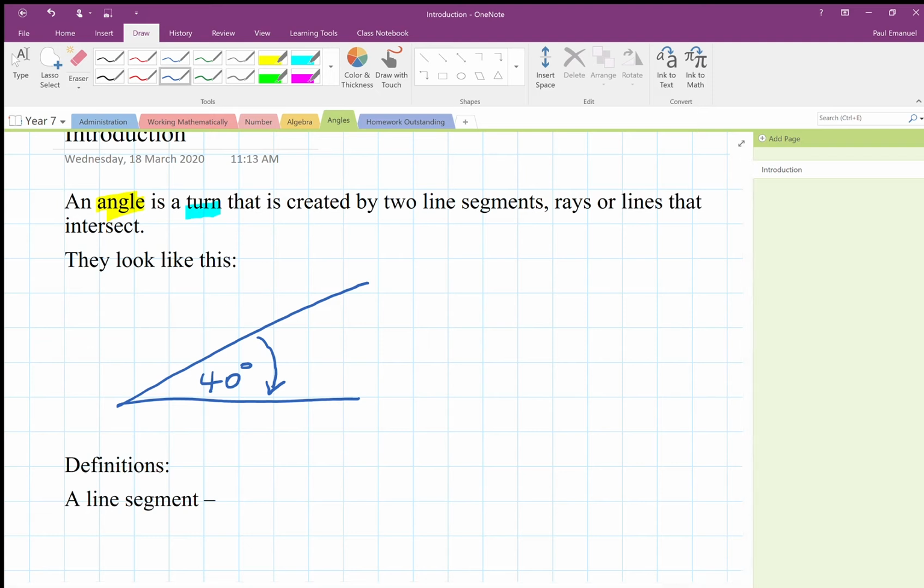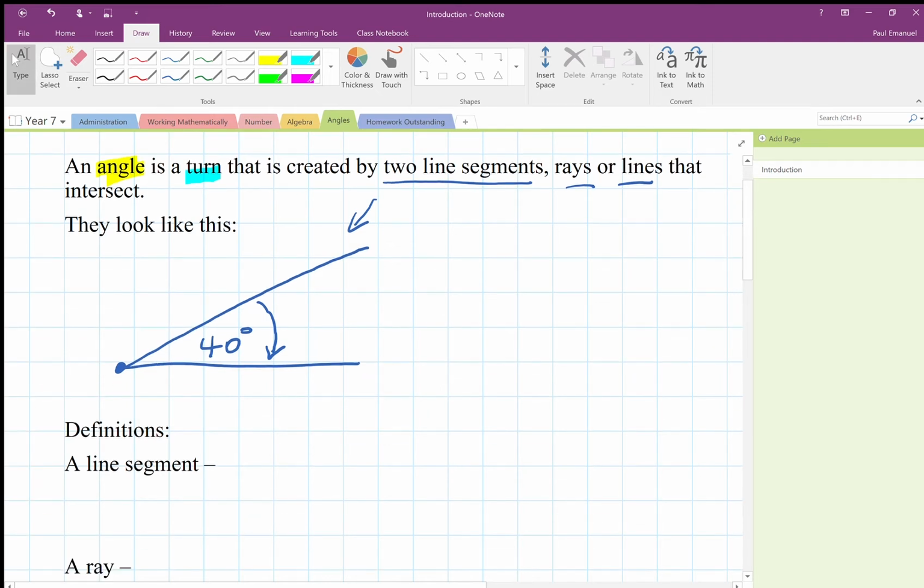So we say that it's a turn created by two line segments. That's what I've drawn here, two line segments, two rays, or two lines that intersect. Intersect means they meet at a point. And it looks like that. And we would normally label it like so. You can use different letters if you like.